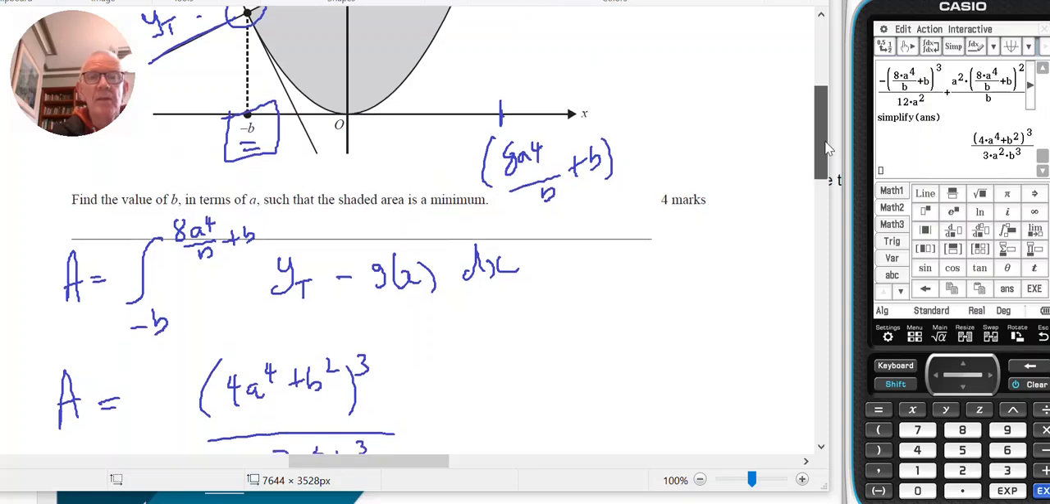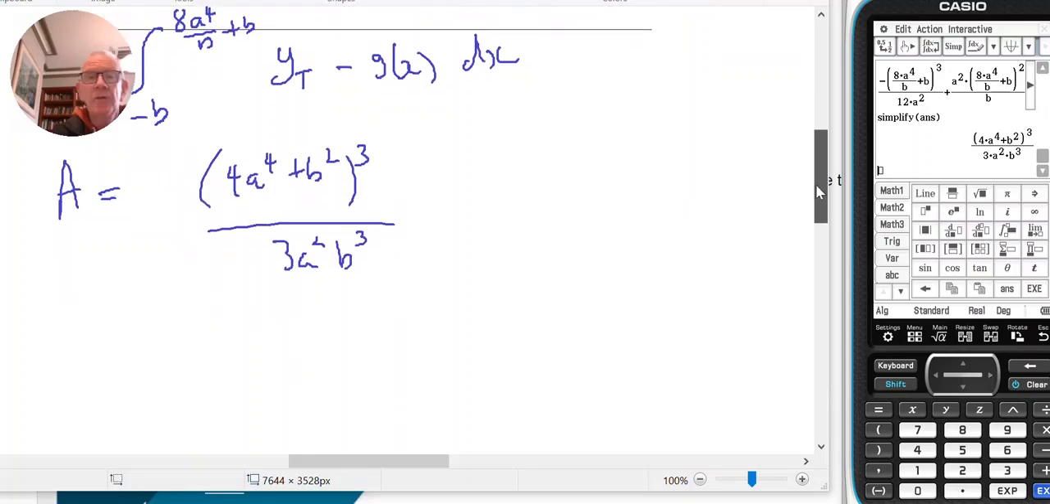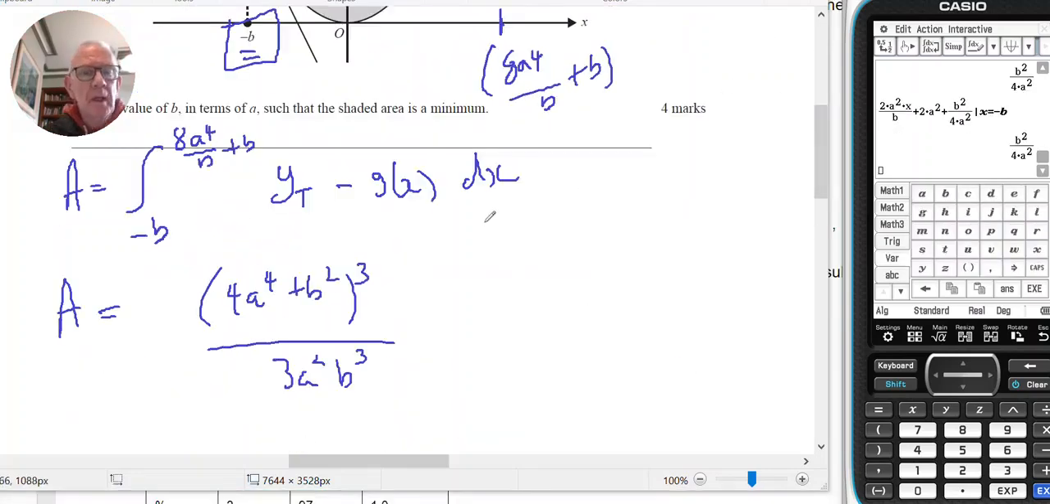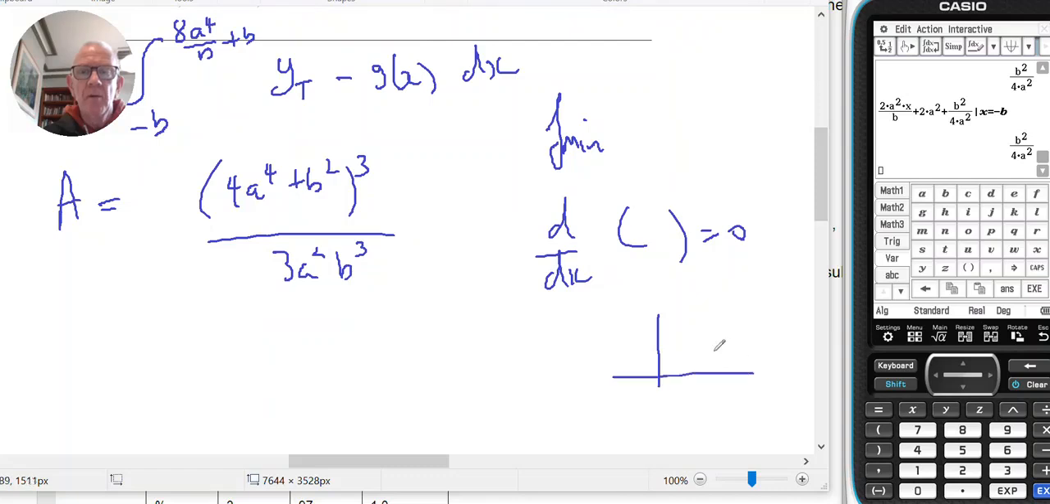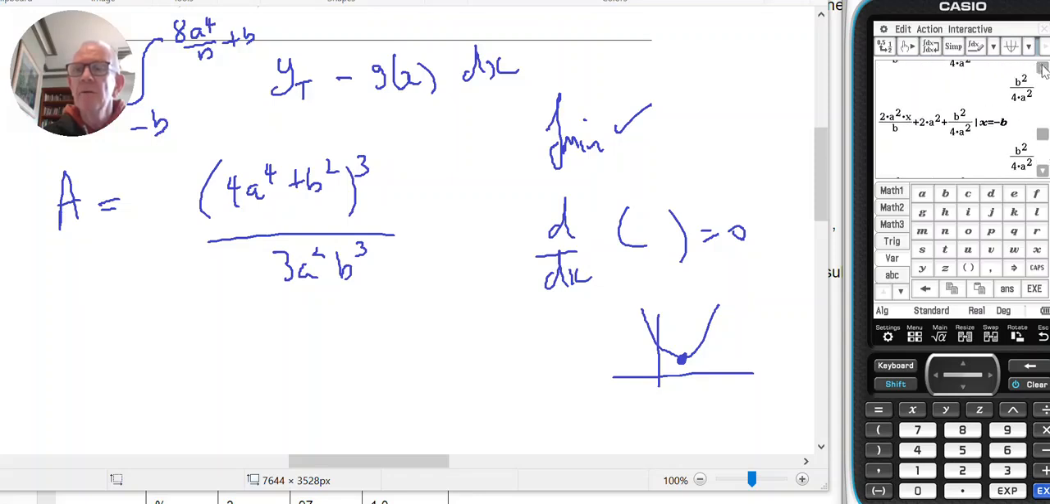So find the value such that the shaded area is a minimum. Okay, so I've got this expression for area in terms of a and b. I could try f min, or I could take the derivative and set it equal to 0. On both occasions, I'm finding the minimum value by using f min, or when the derivative is equal to 0. The problem that I do have is I have a's and b's. If I was to do f min, I'd go back up here and find an expression for the area.